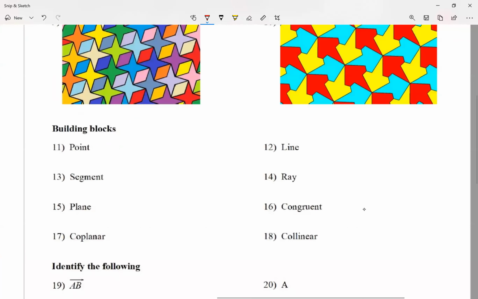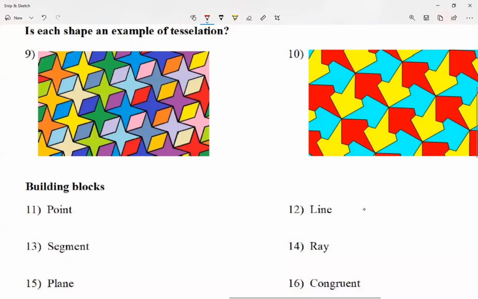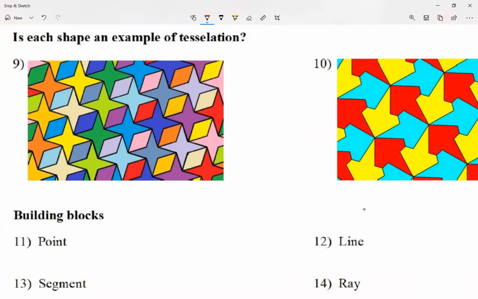Let's take a look at question number 9. Is each shape an example of tessellation? I'm going to highlight. Let me go with my pen here. I see that I have a star with a little parallelogram here at the side, and I see the image, right? Different colors, but I see the image over and over and over, right? You guys see the image repeated over and over and over. So is this shape an example of tessellation? Yes, it is. You guys can see the image.